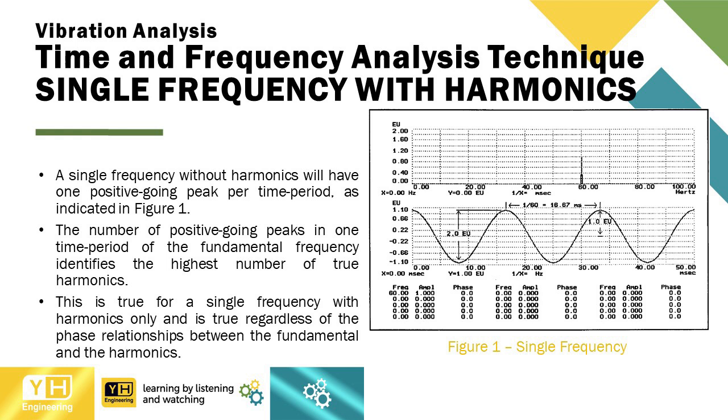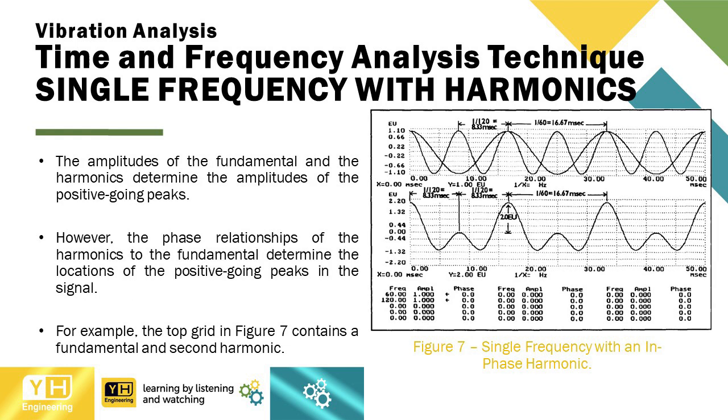A single frequency without harmonics will have one positive going peak per time period, as indicated in figure 1. The number of positive going peaks in one time period of the fundamental frequency identifies the highest number of true harmonics. This is true for a single frequency with harmonics only and is true regardless of the phase relationships between the fundamental and the harmonics.